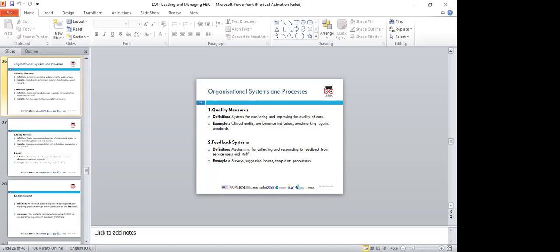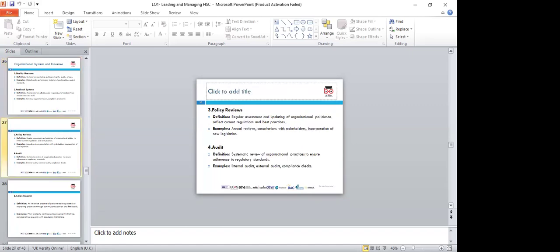I mean, every month, if there are four carers who take care of one particular service user, maybe one in the morning, one in the evening, it's good that once a month you can meet to have a discussion about the patient, isn't it? All right. Then policy reviews: regular assessment and updating of organizational policies to reflect current regulations and best practice. Exactly what I said. Okay.